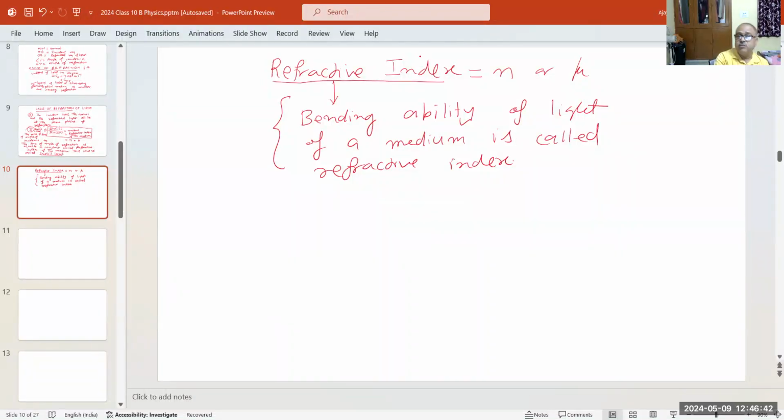It is not necessary to take the example of only water. You can send the light into a diamond. Bending is there. That is why diamonds glitter more. When light enters, there is bending ability of the light.